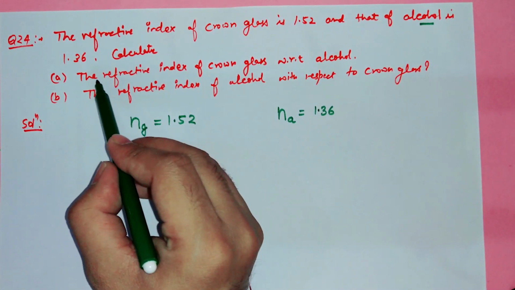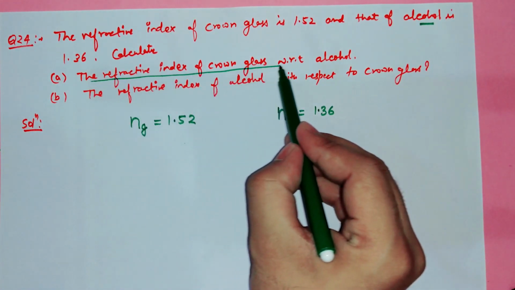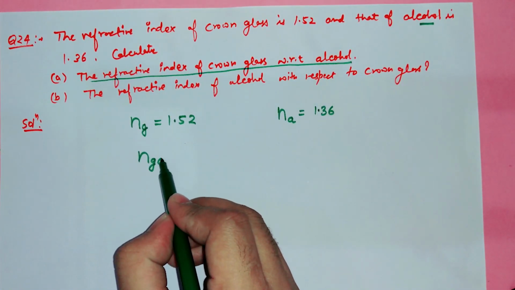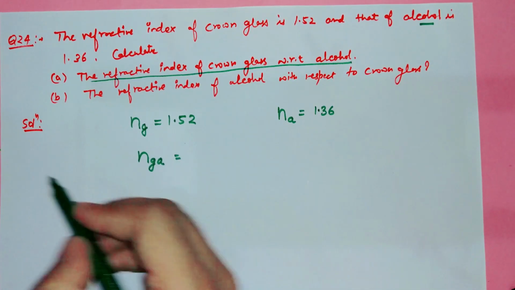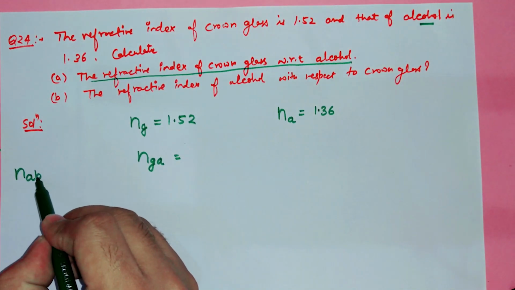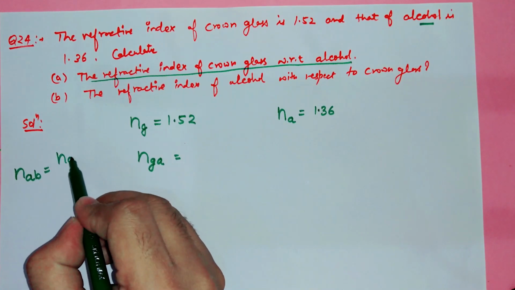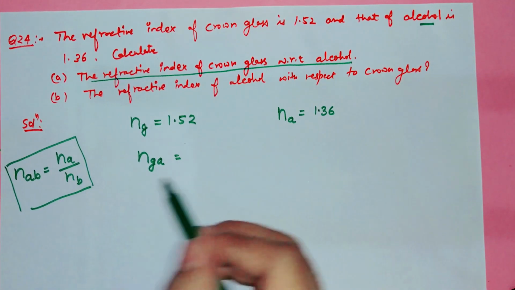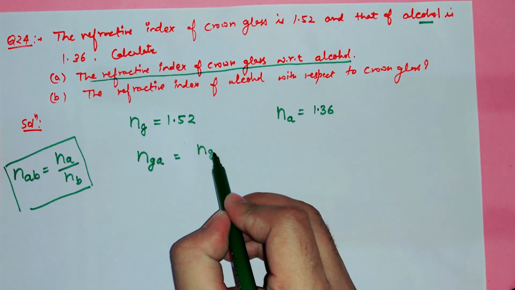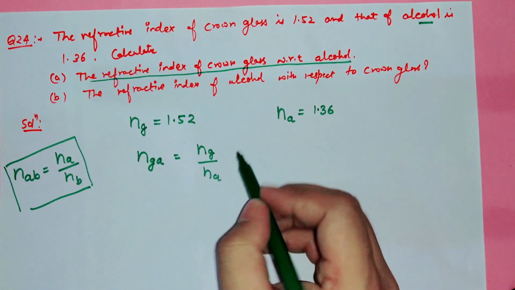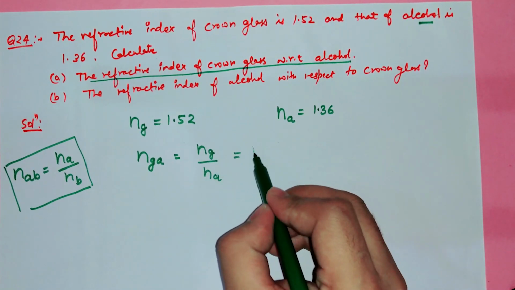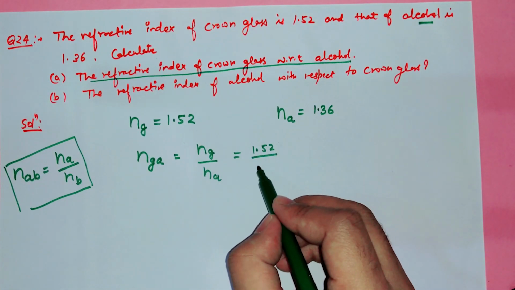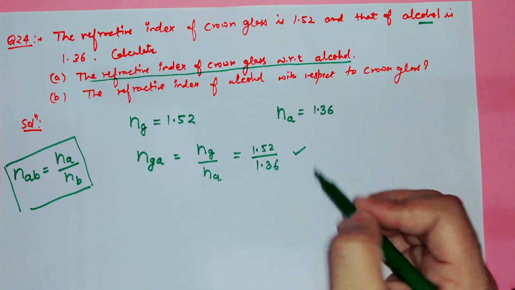So we have to calculate the refractive index of crown glass with respect to alcohol. We know the formula: the refractive index of A with respect to B is equal to the refractive index of A divided by the refractive index of B. Using this formula, this will be the refractive index of crown glass, 1.52, divided by the refractive index of alcohol, 1.36. So you can calculate this.